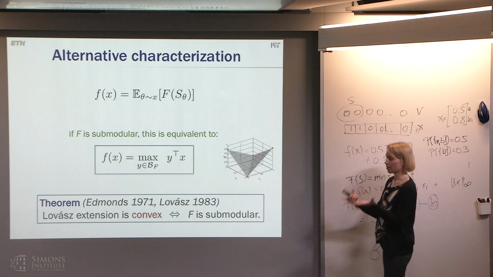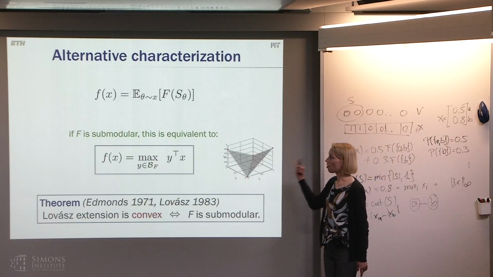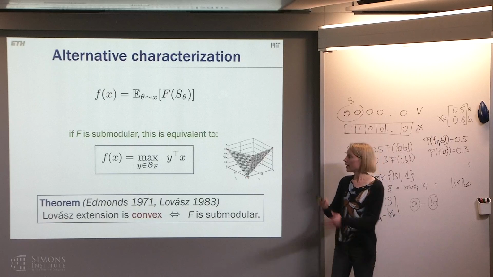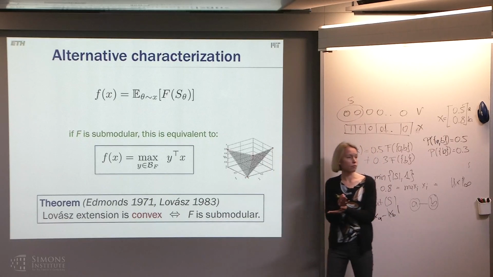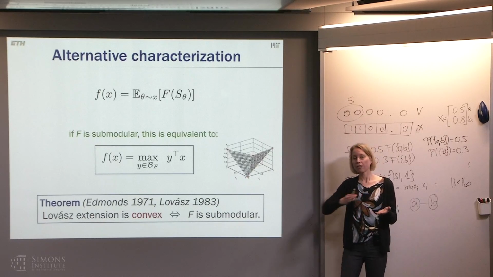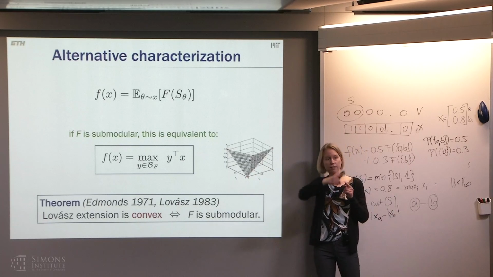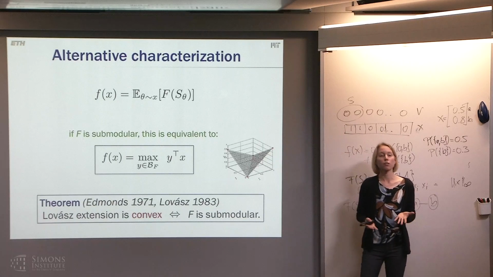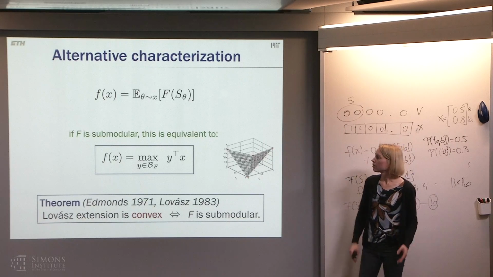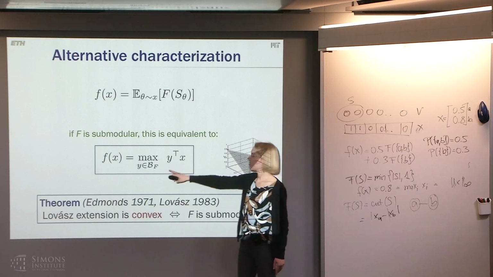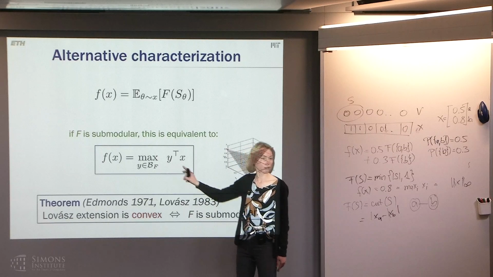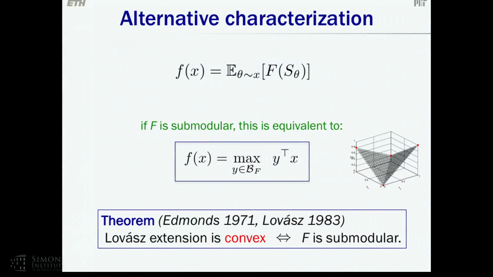And that is that if the function is submodular, you can also write this Lovász extension as the pointwise maximum of a set of linear functions. And the pointwise maximum of a set of linear functions, think of some lines, and the maximum over that, it's always going to be a convex function. So this function that looks like this, a maximum over linear functions, is always going to be convex. And hence, this is always a convex function.